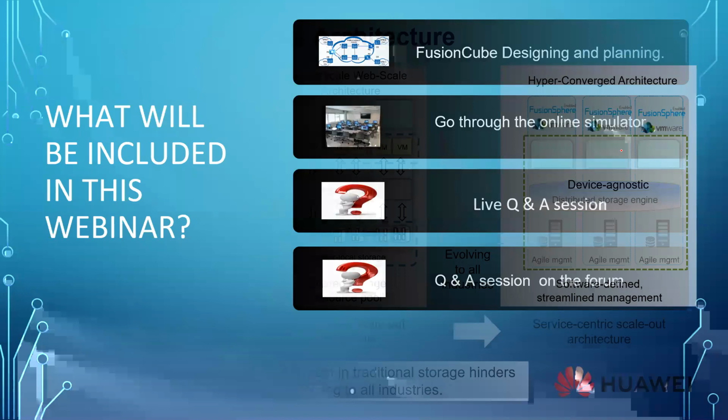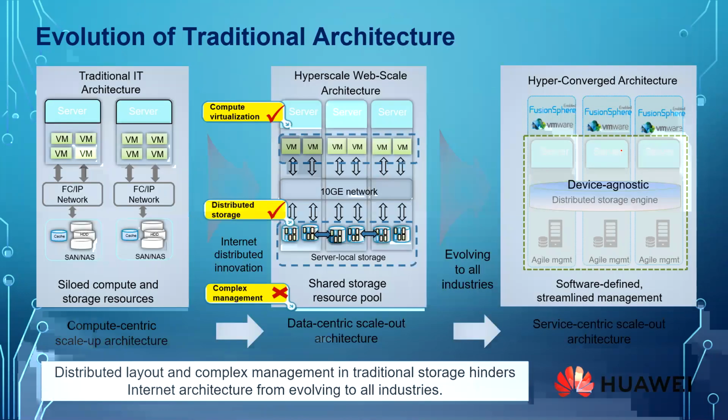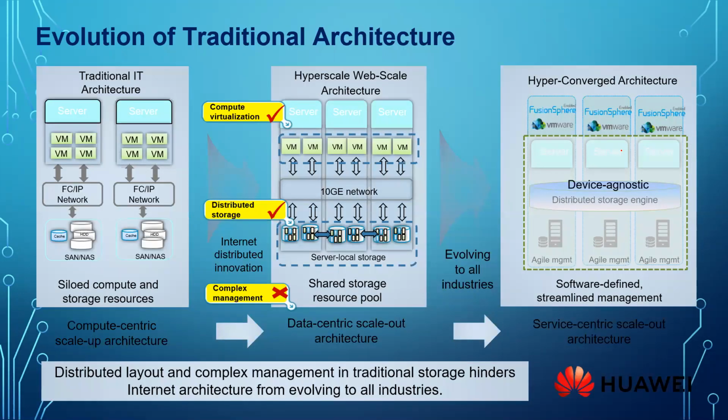So in a traditional environment, as we can see, in the traditional compute-centric scale-out architecture, we have different storages, and on top of that, we have connectivity with SCSI, SC or IP. This is the network connectivity, and then we have a server. On each server, different VMs are running.